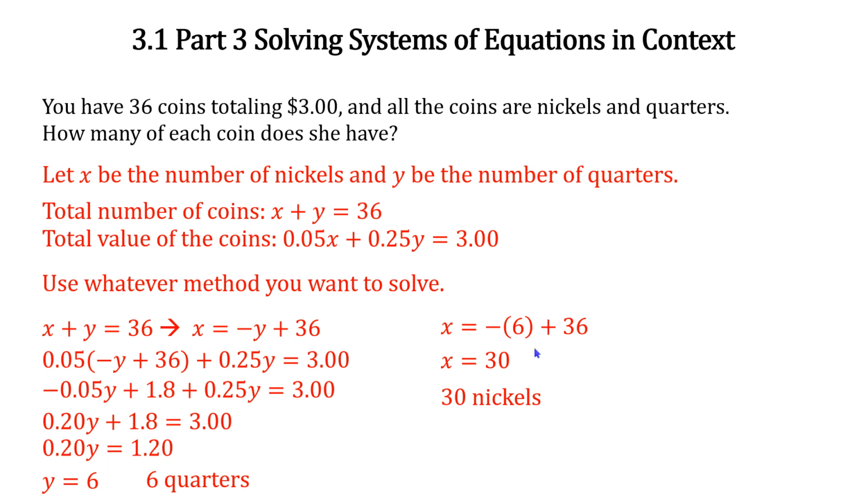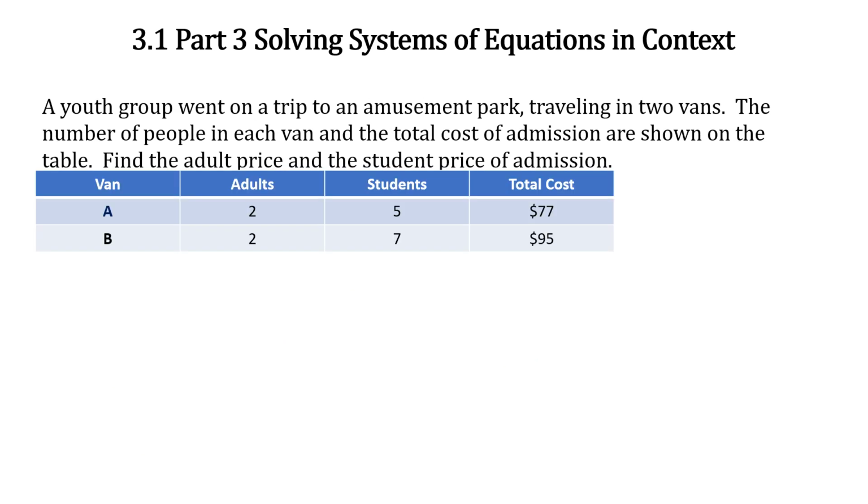Okay, your turn to try one. See how you do here. Youth group went on a trip to an amusement park traveling in 2 vans. The number of people in each van and the total cost of admission are shown on the table. Find the adult price and the student price of admission.